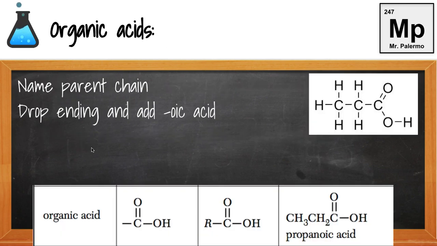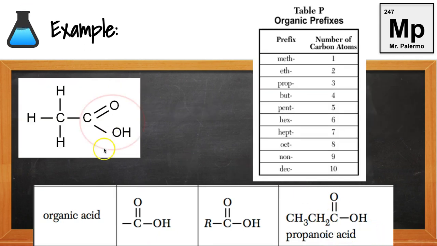Now looking at the organic acid. Organic acids have this C double bond OOH as the functional group. It's located at the end of a molecule. Looking at their example, propanoic acid, prop meaning 3 carbons, so this has 3 carbons, and then we're adding oic acid as our ending.